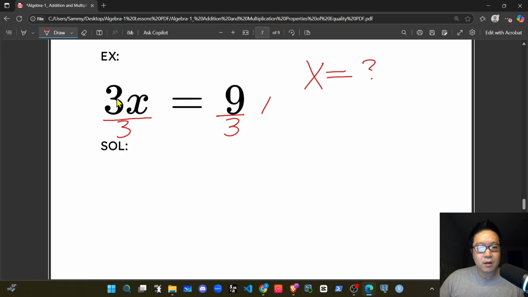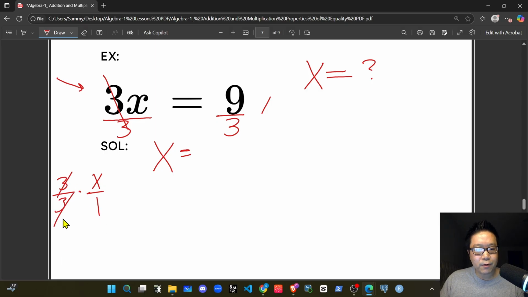So when we divide 3x by 3, the 3's cancel out, and what you get is x, just x by itself. Now, if you don't understand what's happening here, this is 3 over 3 times x over 1. These cancel out. 3 over 3 is just 1. So what you're going to end up with is x over 1, which is x, right? So that's why we have x. Anytime you have a coefficient and a variable, and you're dividing by the exact same coefficient, the coefficients cancel out, and you're just left with the x.